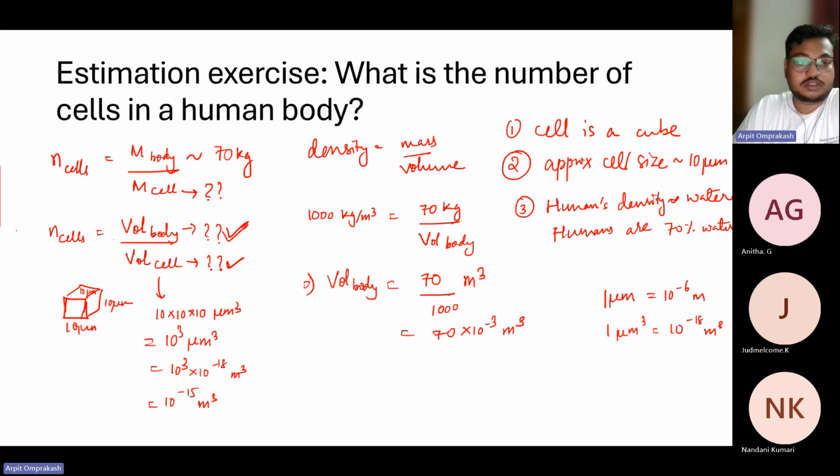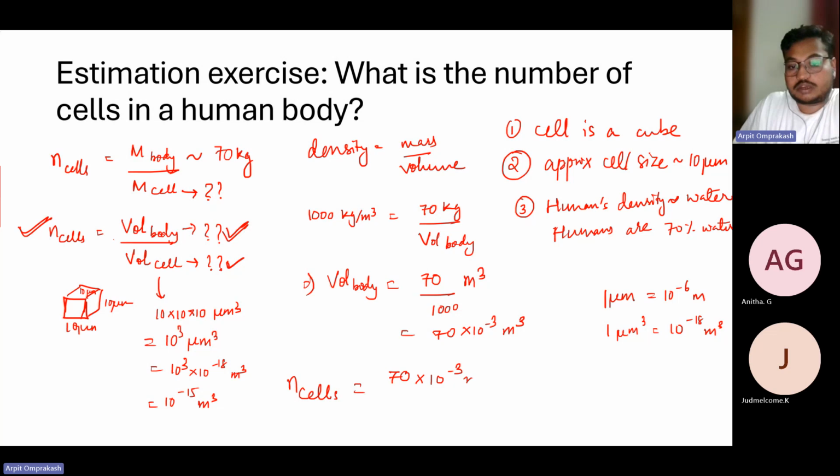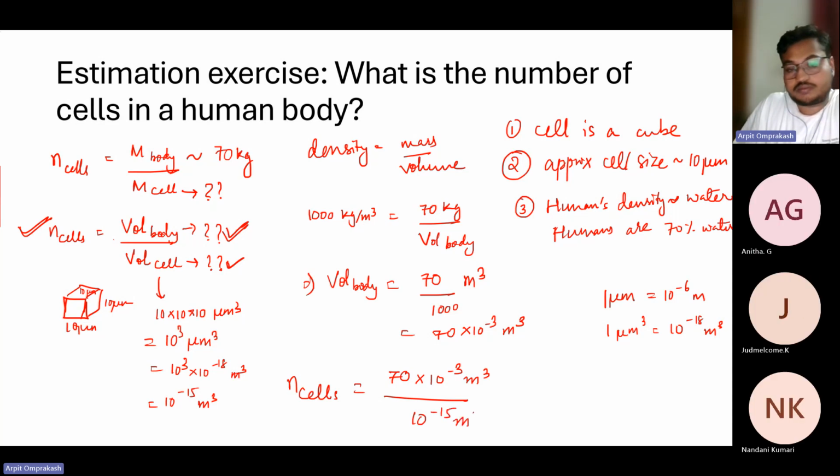Now we can use the second equation to get at the number of cells. The number of cells in a human body is equal to the volume of the body, which is 70 into 10 raised to the power minus 3 meter cube, divided by the volume of a cell, which is 10 raised to the power minus 15 meter cube. This is the volume of a cell.